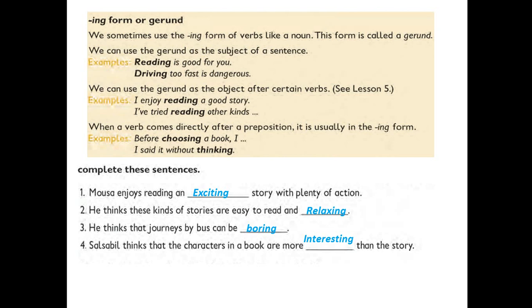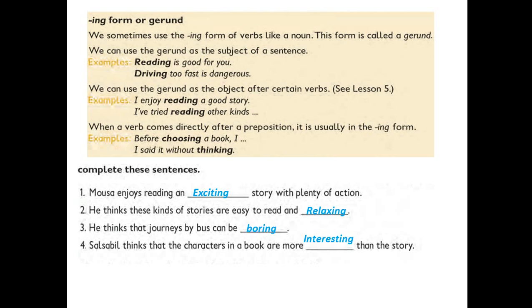So in this box we have the gerund. We can use it as the subject of a sentence, at the beginning. It means that we can use it as the object after certain verbs. When a verb comes directly after a preposition, it's usually in the ing form. So be careful with these sentences and these examples.